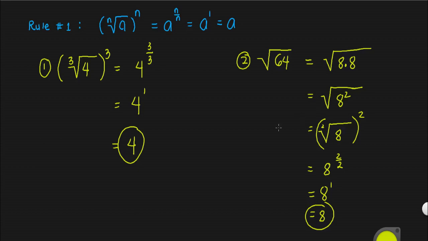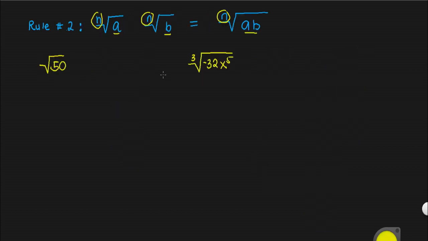And now, let's proceed to the second rule. For our rule number 2, we have nth root of A times nth root of B equals nth root of A times B. No? As you can see, yung nth root dito, pinagsama na lang sa iisang bahay. At yung A and B, pinagsama din sa loob ng iisang bahay. Okay, so ganun yung gagawin natin dyan.